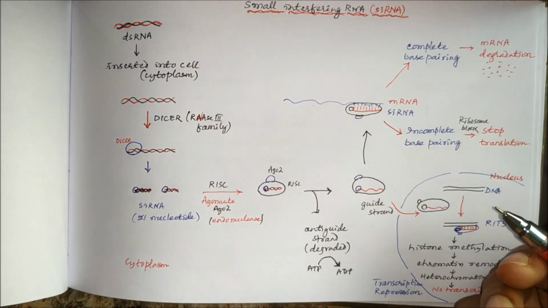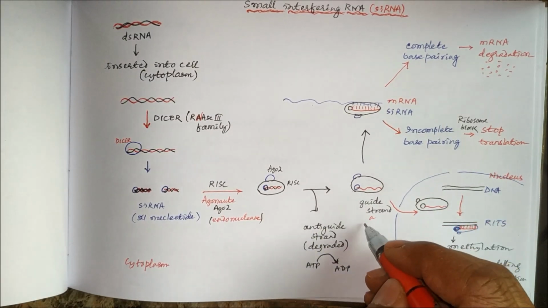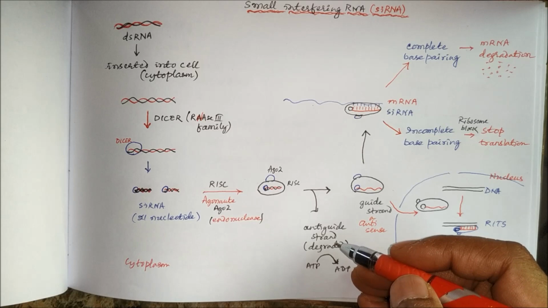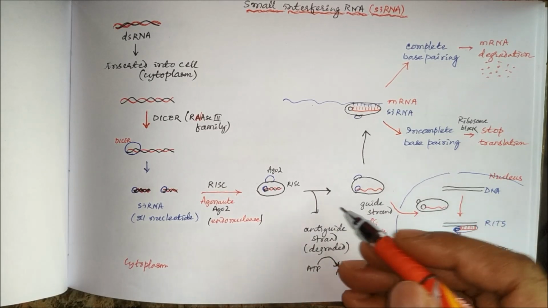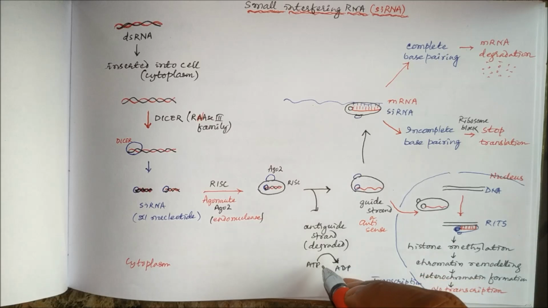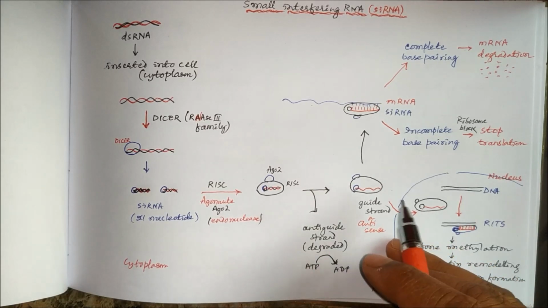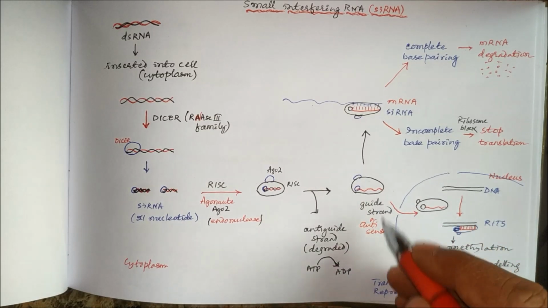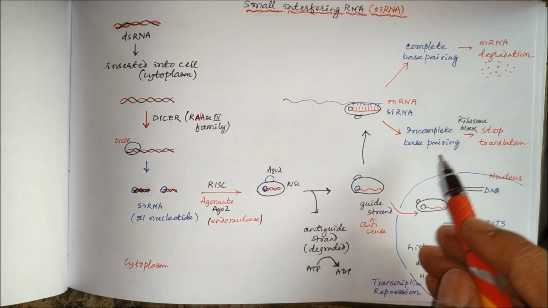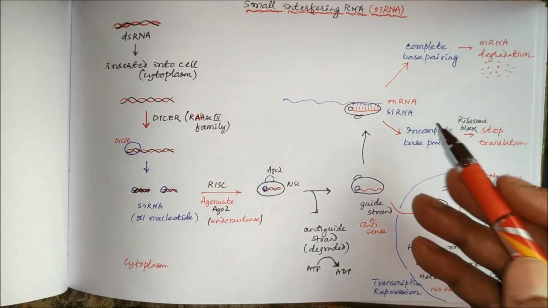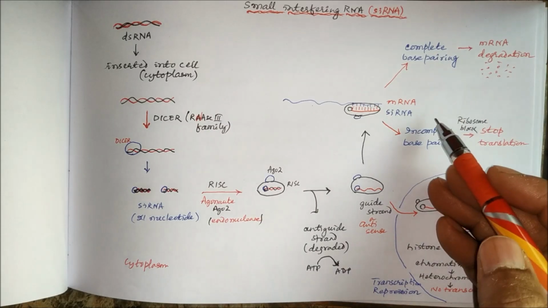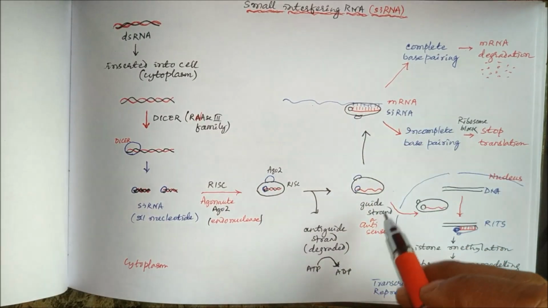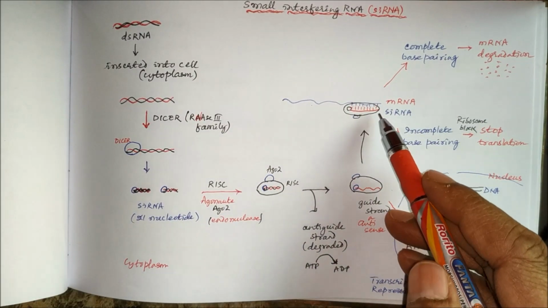One is the guide strand or antisense strand, and the other is the sense strand or anti-guide strand. And the sense strand or anti-guide strand is degraded, where ATP will be required to provide the energy, and the guide strand or the antisense strand is now required to silence the post-transcription gene expression. So, say the messenger RNA, this siRNA will now bind to the messenger RNA.